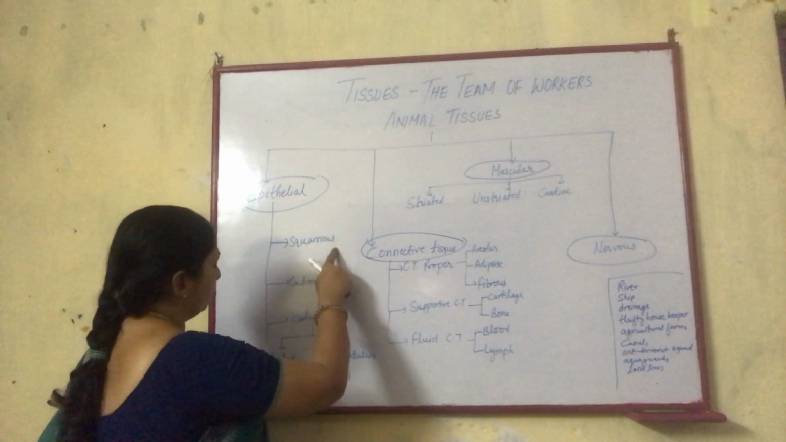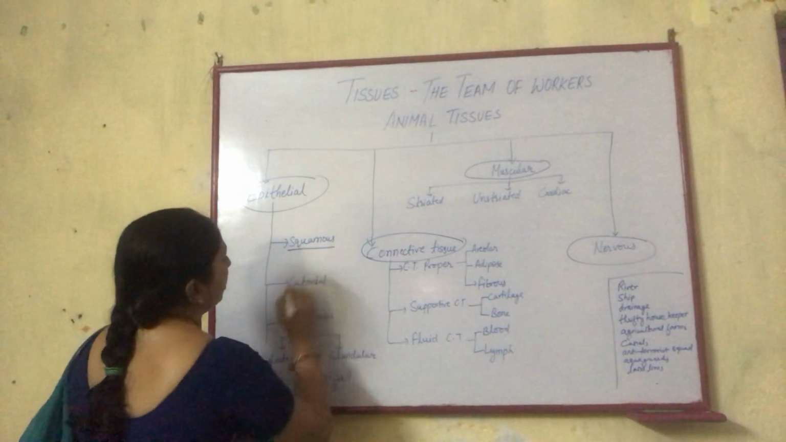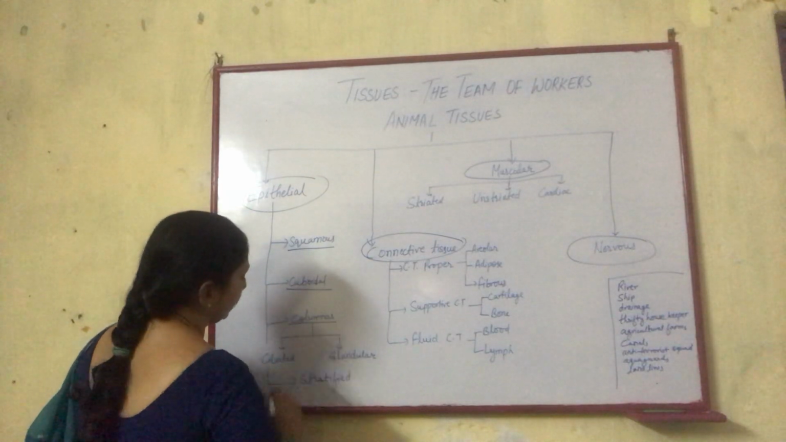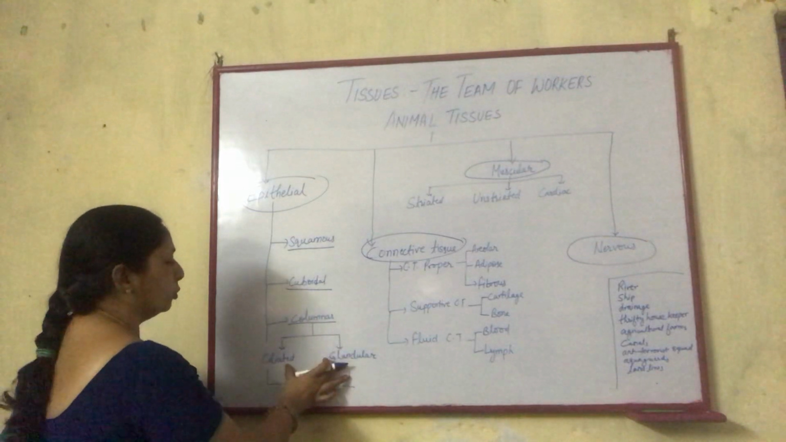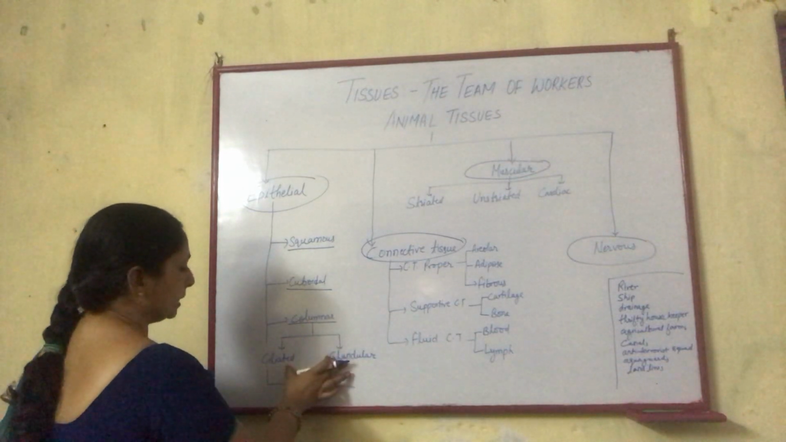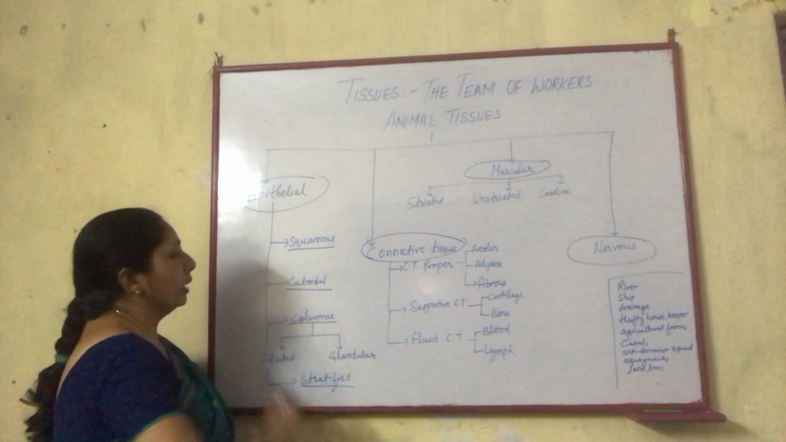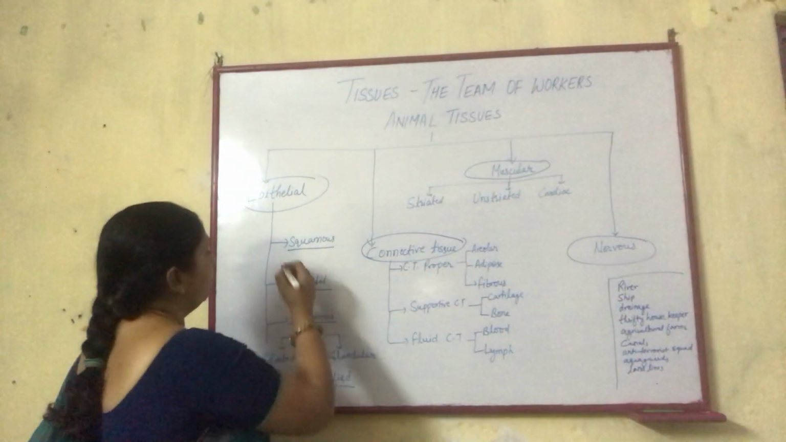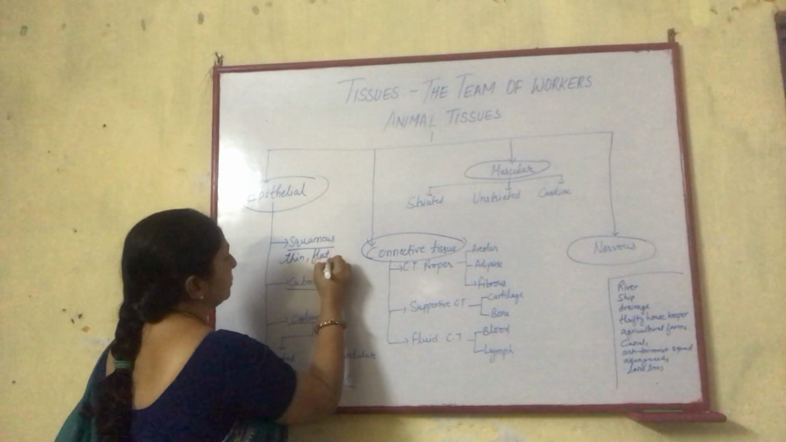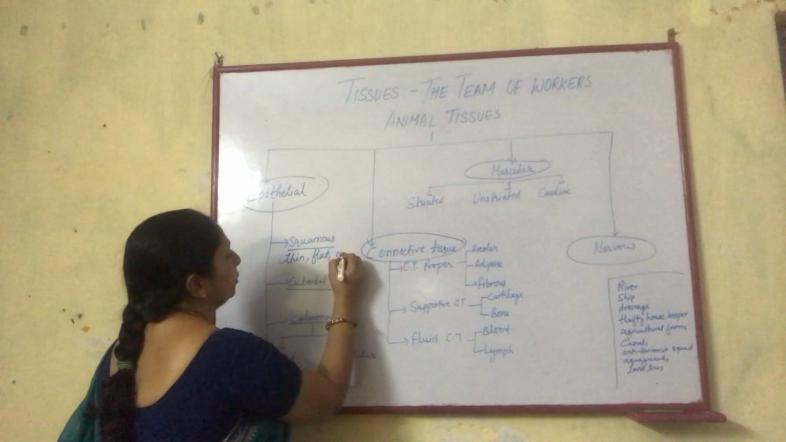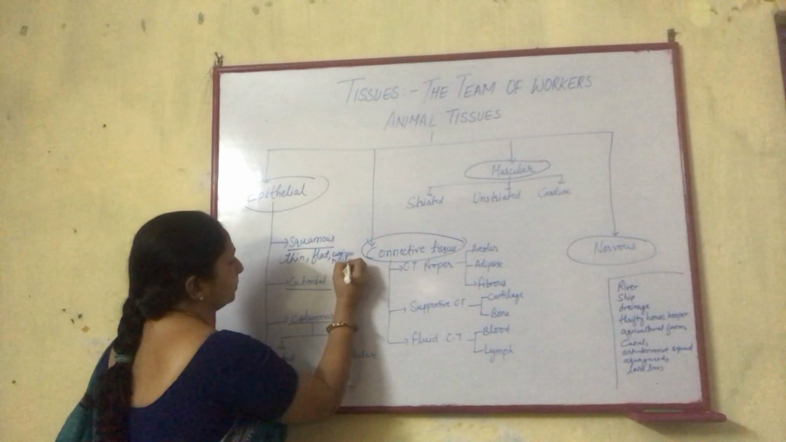Epithelial tissue is again of four types: squamous epithelium, cuboidal epithelium, columnar epithelium, and stratified. Columnar epithelium again has two different specialized cells: ciliated columnar and glandular columnar. So let's start with the squamous first. Squamous cells are thin flat cells. They are uninucleated.